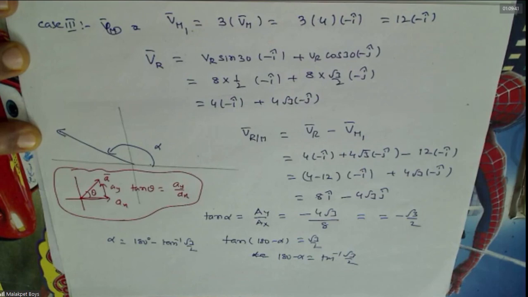Look at this. What is VRM you got? 8i minus 4 root 3j. Just mark that. 8i comes which side? This is 8i. What is this? 4 root 3 minus j. So this is a vector now. Agreed? Yes, sir. This is theta. What is tan theta? 4 root 3 by 8. How much does it come to? Same thing you got now here. Yes, sir. Any way you can do.